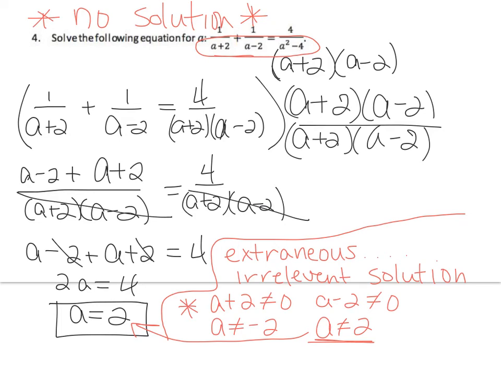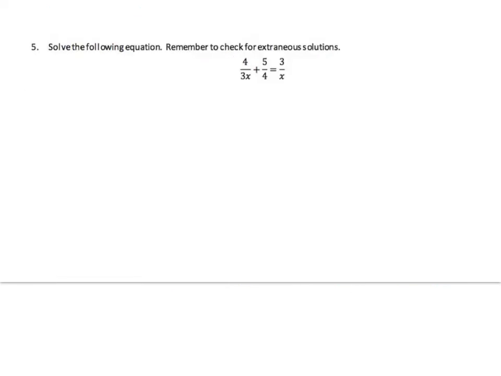So we have to check for extraneous solutions. So that's irrelevant or unrelated solutions. Okay, let's try number 5. First of all, if we look at the denominator, we can say that x cannot equal 0. And that's pretty simple to check. Those are the good ones.